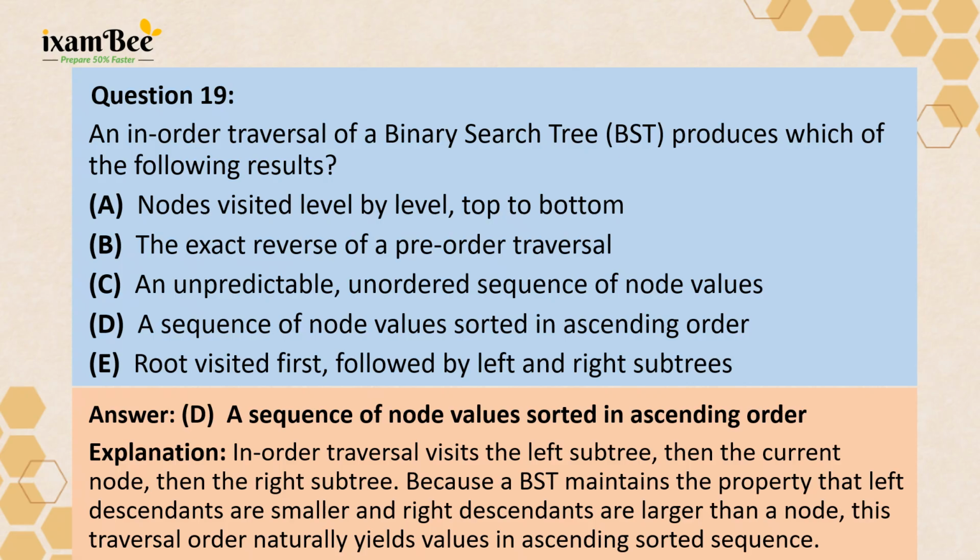Now recall the defining property of a BST. Every node's left descendants are smaller than it, and every node's right descendants are larger. Combine that property with the left-node-right traversal pattern, and you naturally end up visiting every value from the smallest to largest, a fully sorted ascending sequence. That's a very elegant and frequently tested property of BSTs. So the answer here is option D.